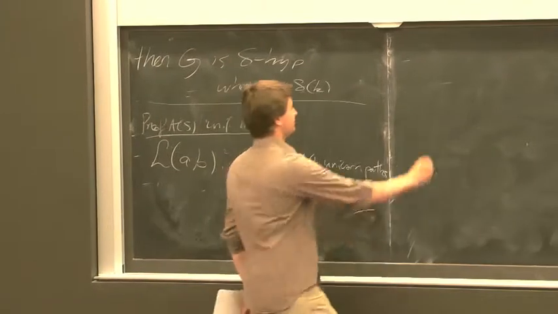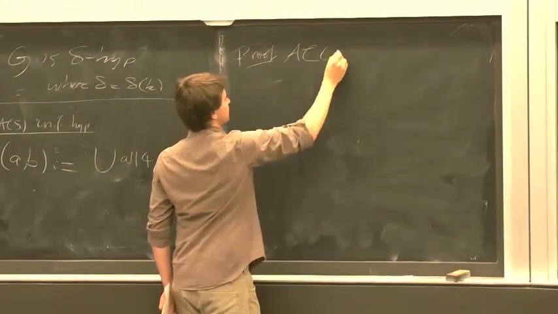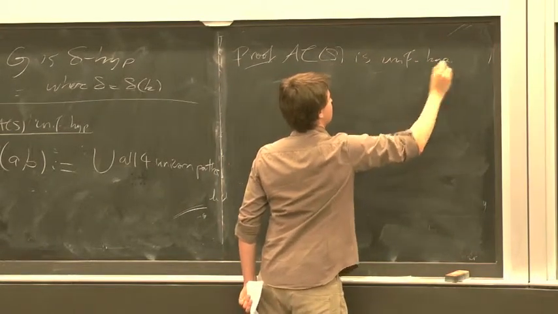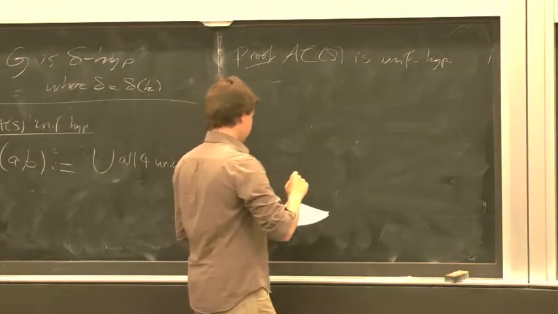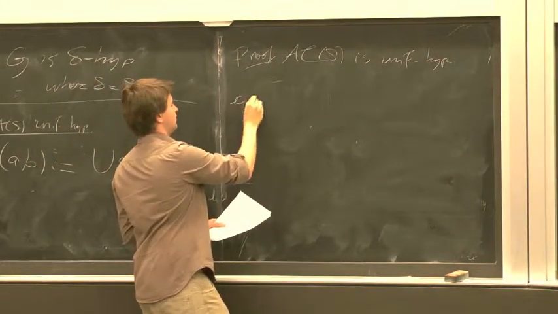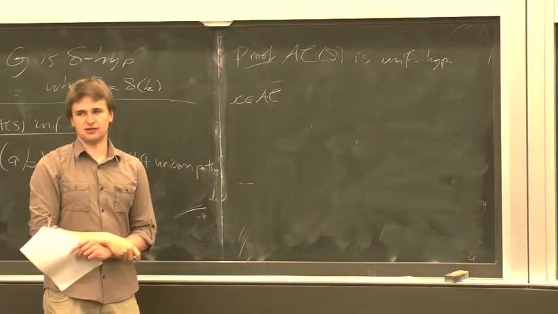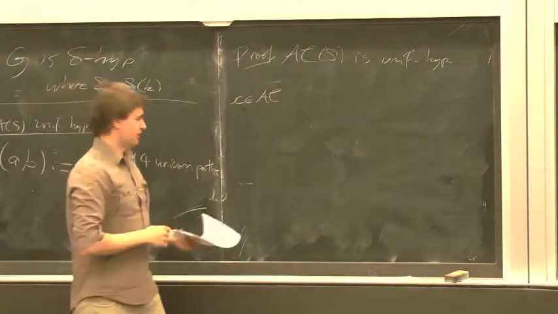Okay, so I'll now prove that the arc and curve graph is uniformly hyperbolic. To do this, I'm going to define something. Suppose x is a vertex of the arc and curve graph, so x is either an arc or a curve.